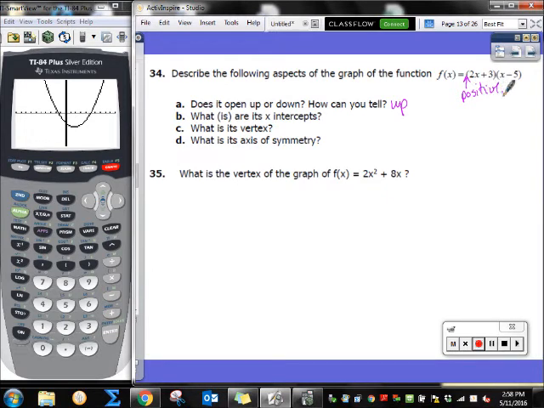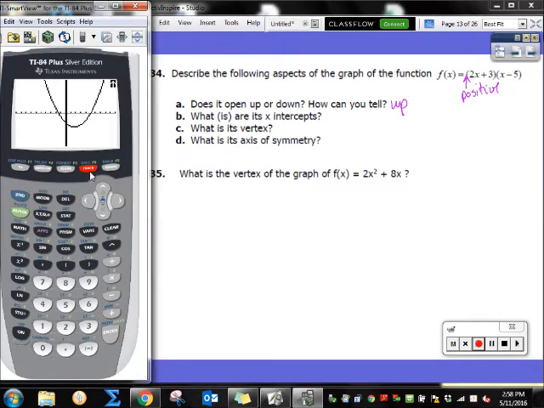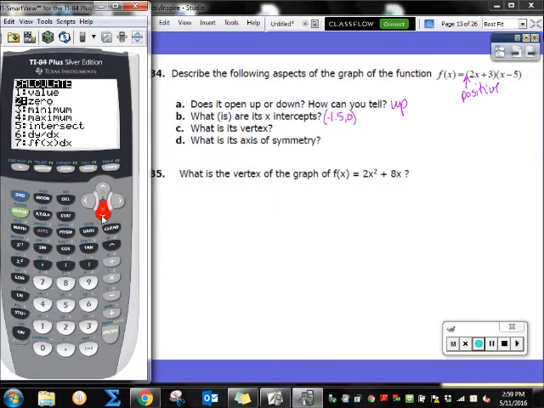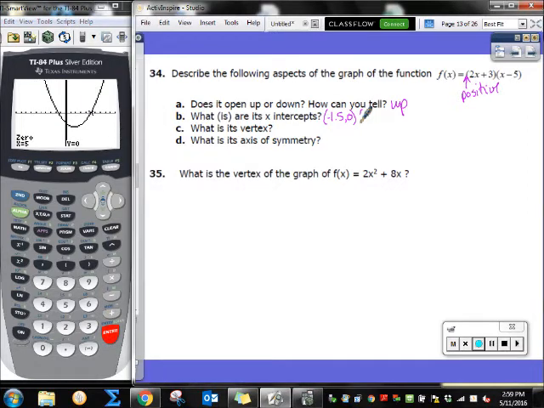Okay. What are its x-intercepts? Well, let's find those zeros. So left, right, enter. So the first one is negative 1.5. And then if we do the second one, left boundary, right boundary. So the second one is 5.